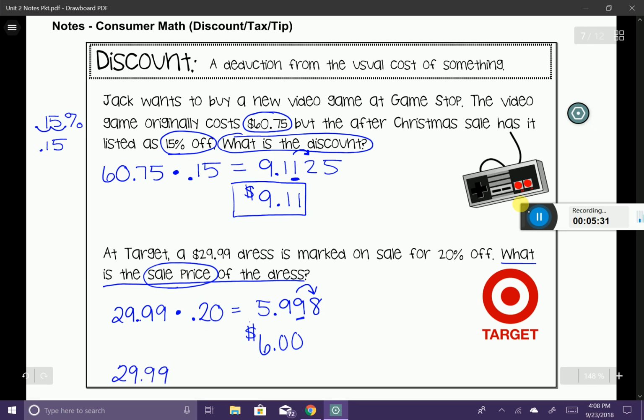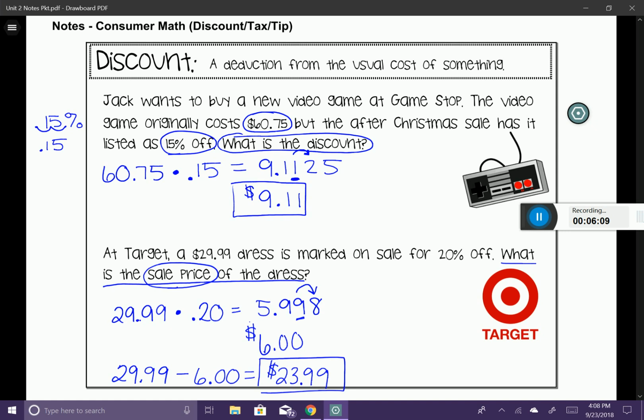$29.99 and I actually want to subtract that $6 because remember, discount is a good thing. It's taking money off of the original price so we don't have to pay it anymore. So $29.99 minus $6 is going to leave me with $23.99, which is going to be calculated as my sale price. So instead of paying that $29.99 for the dress, I took the discount or the coupon, and instead I'm paying $23.99. Okay, so that is how discount works.